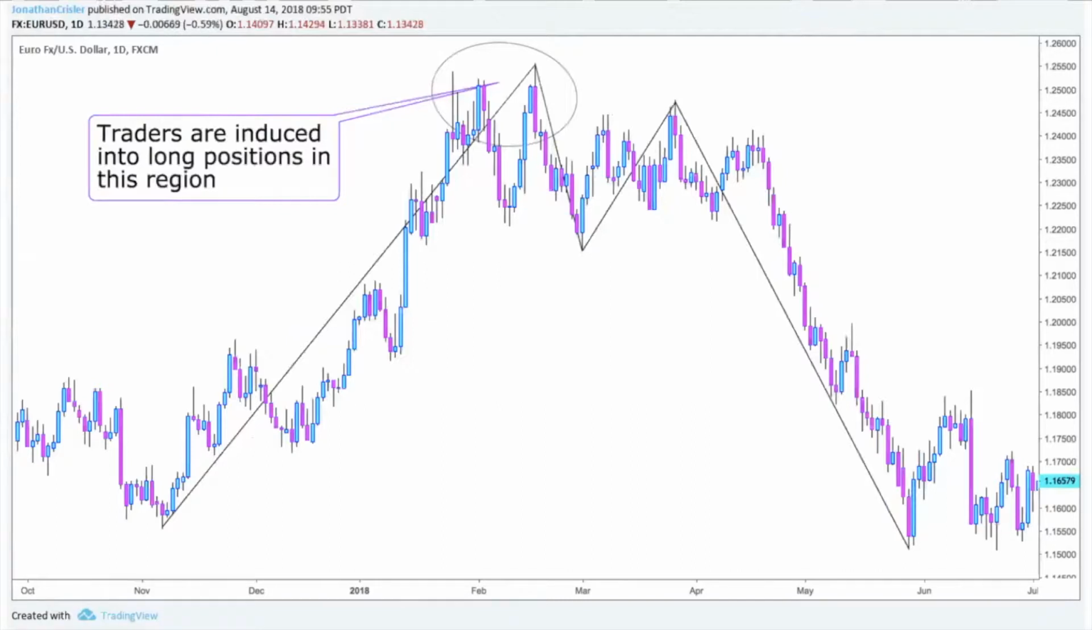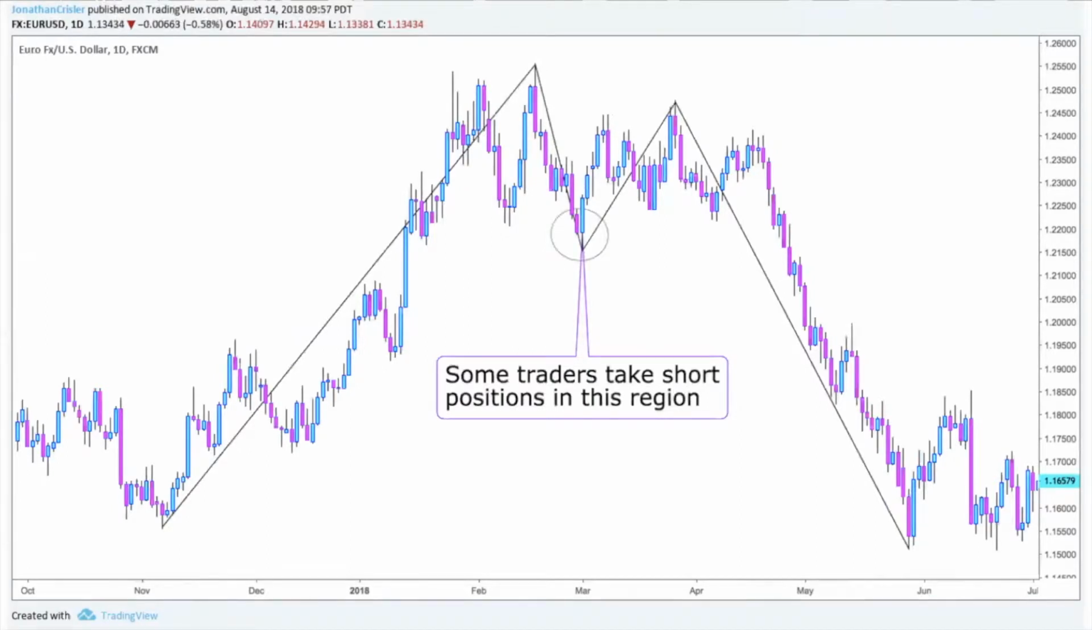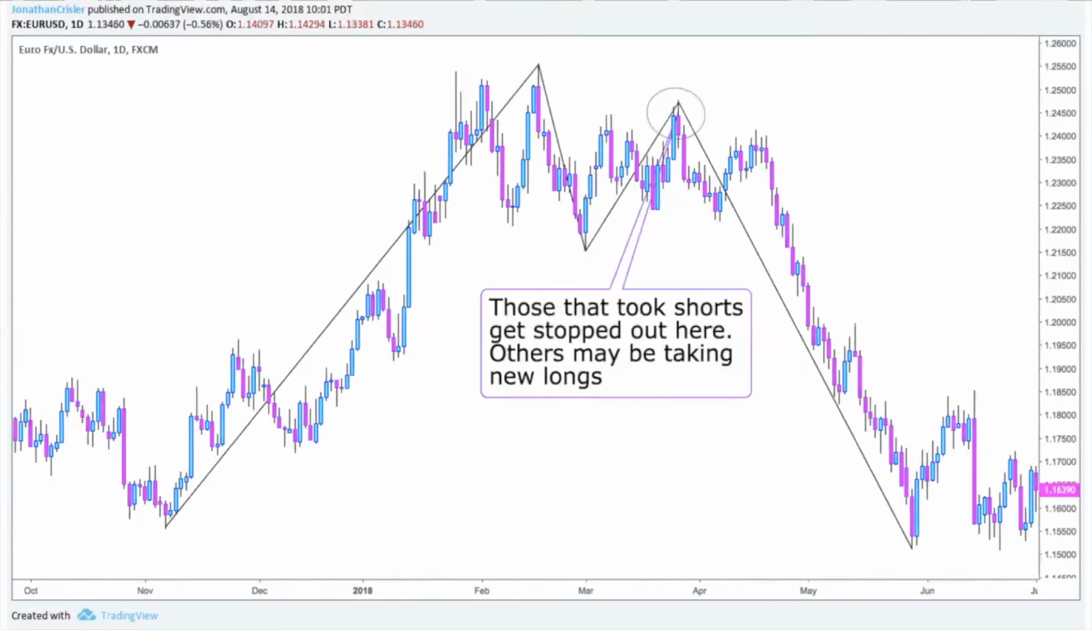What that means is they see price has been going up. It's a bull market. What do you do in a bull market? You buy. So traders think to themselves, okay, I'm going to put in a buy here. But then some traders take shorts in this region because they see that a lower low and a lower high is forming, indicating that a reversal is happening. So now we have both buyers and sellers in the market, both not knowing what they're doing.